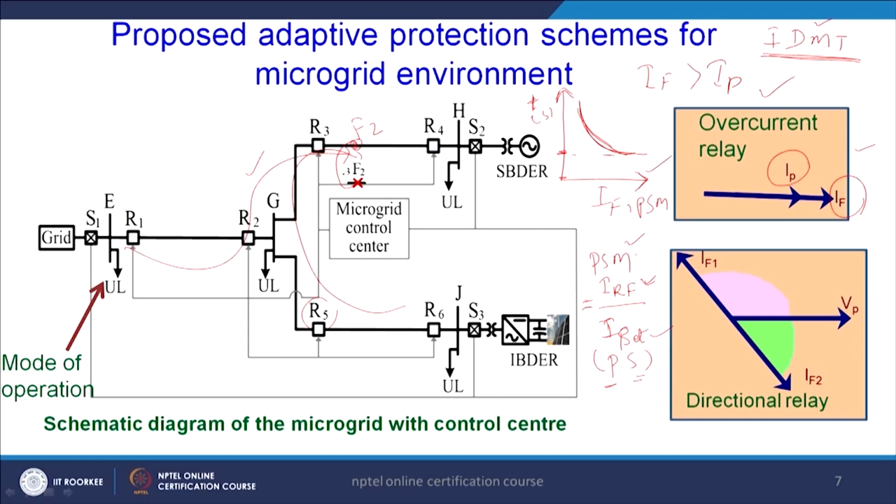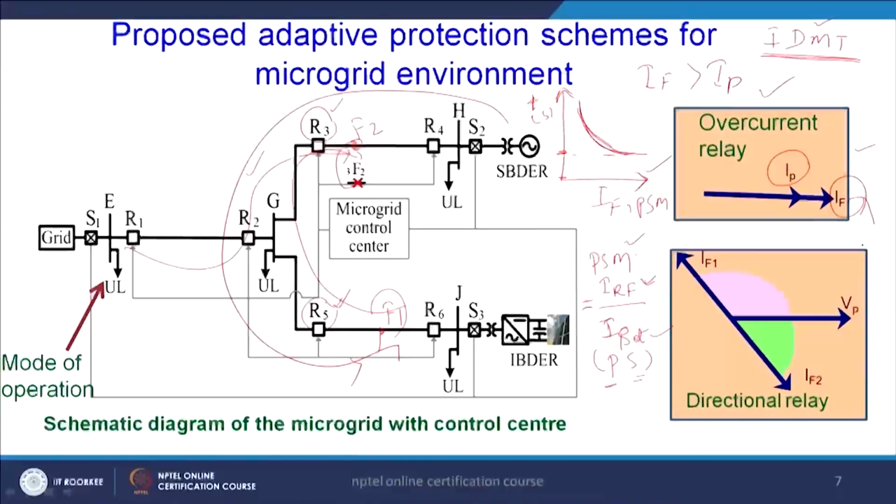Let us say here is one fault, F1, and this synchronous based DG will supply some fault current to this fault point. Now, relay R5 will see some fault current, and R3 will also see the same amount of fault current. So what will happen? R3 will trip unnecessarily due to this fault F1, which is not desirable. These are the different issues we have to solve using different principles.